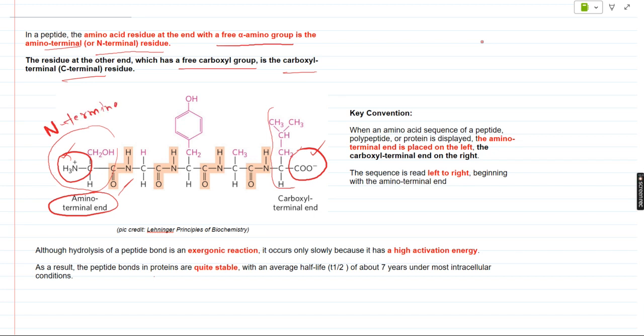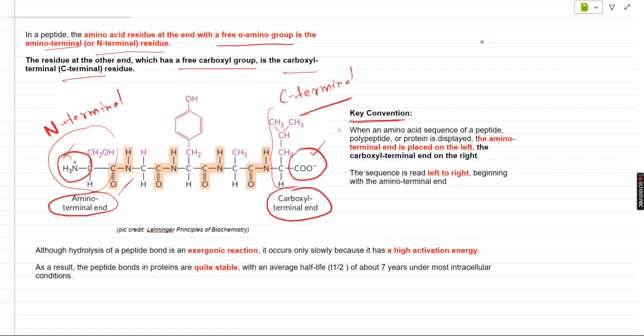Okay, so it's called the N terminal end. But if you see the rightmost amino acid that has a free carboxyl group, it's called the carboxy terminal end or the C terminal end. Okay, so at this point you should know what is called the key convention.